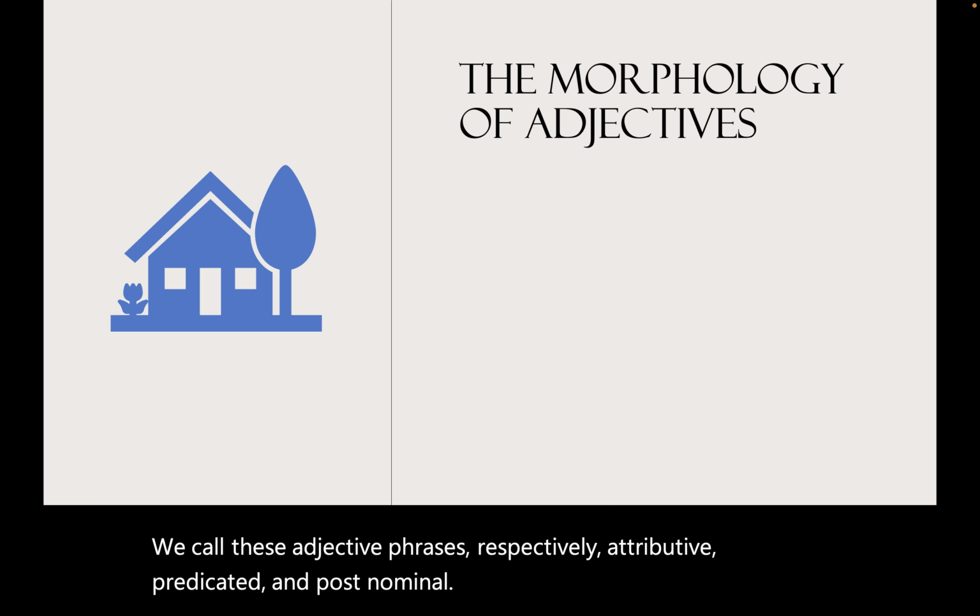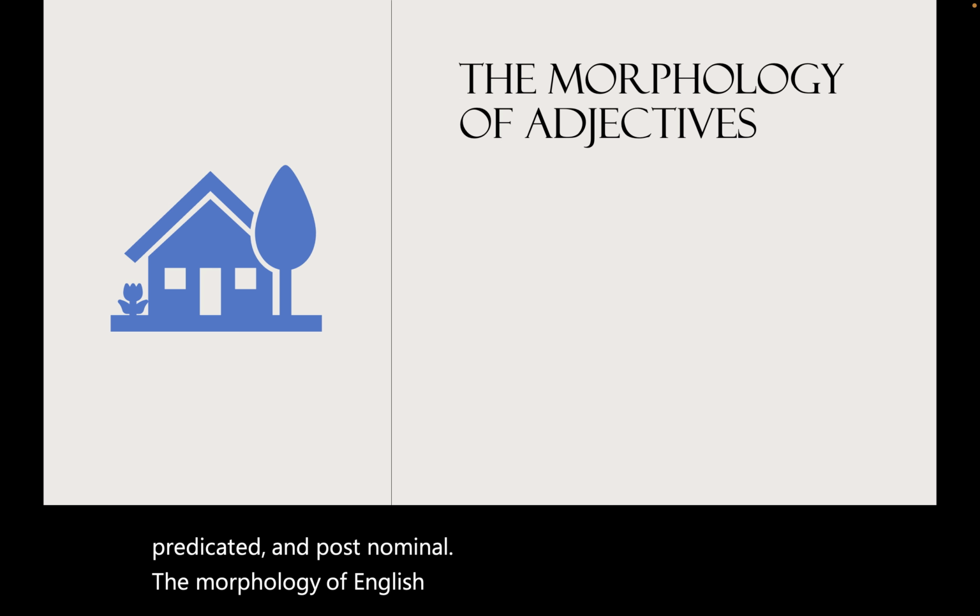The morphology of English adjectives is pretty straightforward. They have three possible forms. The base form is the form you'd find in a dictionary. Its purpose is to describe.